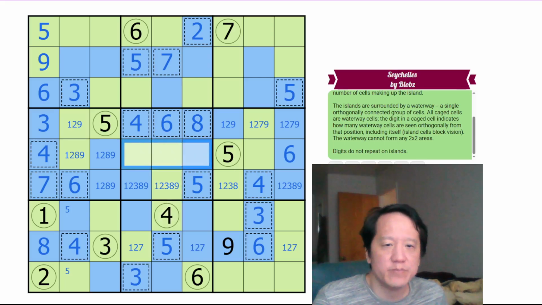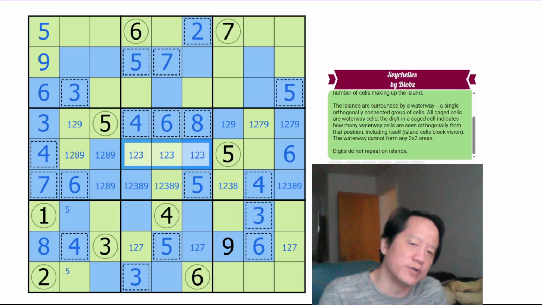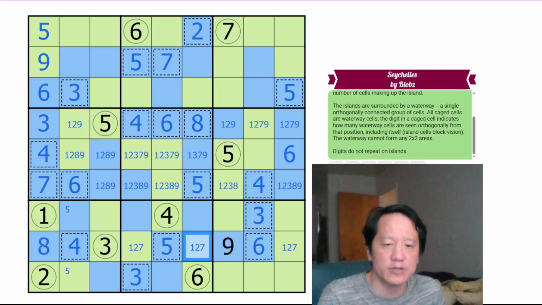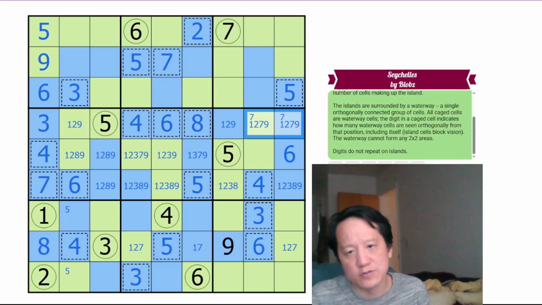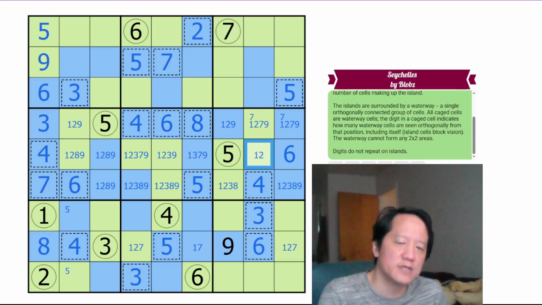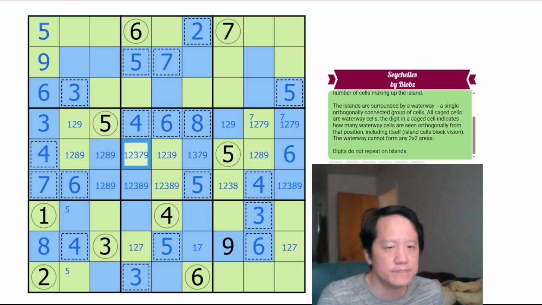The remaining digits in box 5 are 1, 2, 3, 7, 9. No 2 here because of 2 in the column. This can't be 2 because of 2 in the column. No 7 here because of 7 in the column. We have a guaranteed 7 in one of these two cells. This cannot be 4, 5, 6, or 3, so it's 1, 2, can't be 7, 8, or 9.